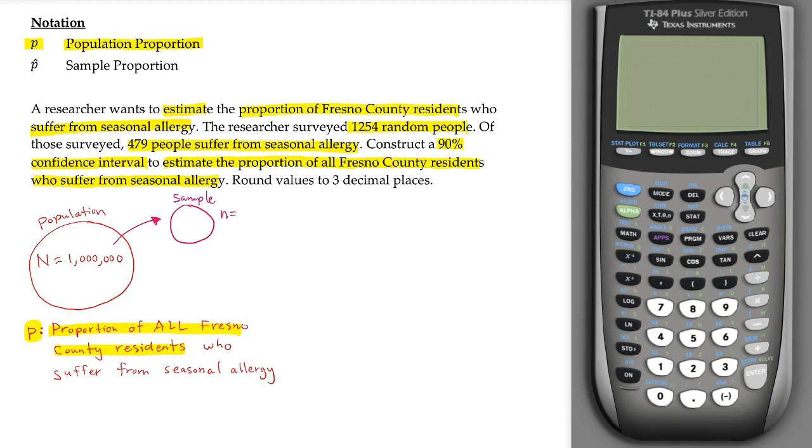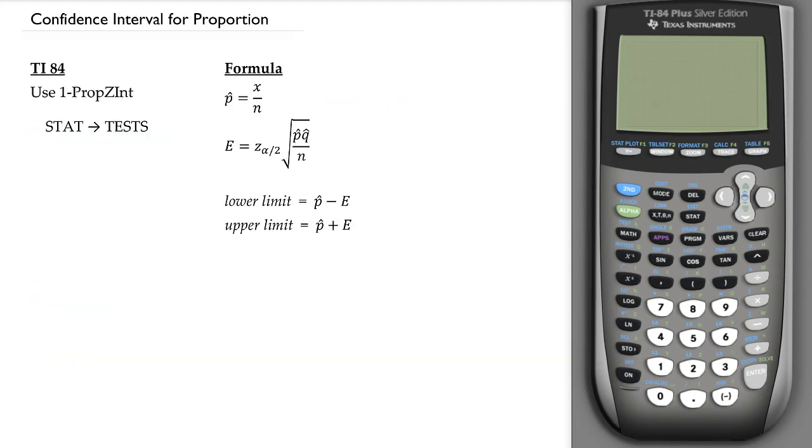In this sample, n is our sample size, and there's 1,254 people in our survey, and of those people, 479 suffer from seasonal allergy. So in constructing a confidence interval, there's a couple of methods. You can use technology, for example, you can use a TI-84, or you can use the formulas. You can figure out what p hat is. p hat is the sample proportion, and then the margin of error. And you can get the lower limit and upper limit by subtracting the margin of error or adding the margin of error.